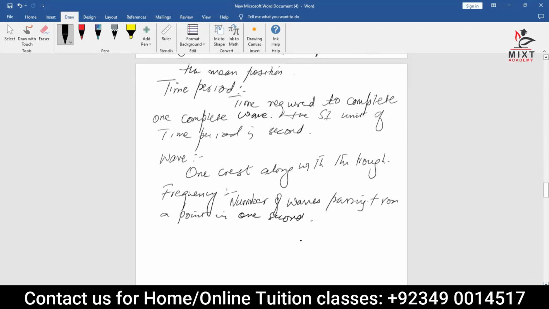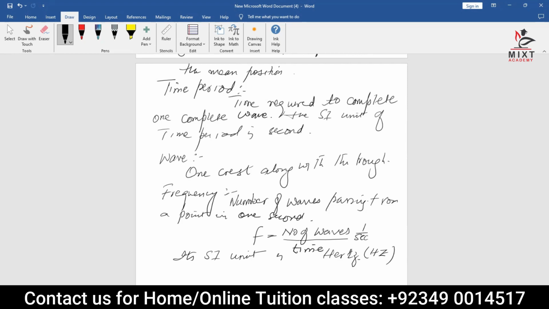The formula for the frequency is f is equal to number of waves divided by time. Its SI unit is hertz. That is the name of a scientist. We normally represent it by Hz. Its actual unit was 1/second, or in other words, second inverse. But we give it a name. The scientist, his name is Hertz. He gave it a name, Hz or hertz, by his name.